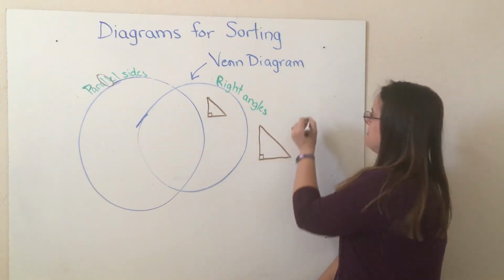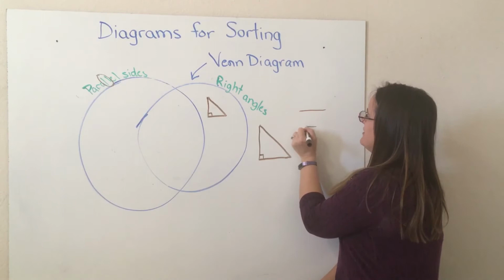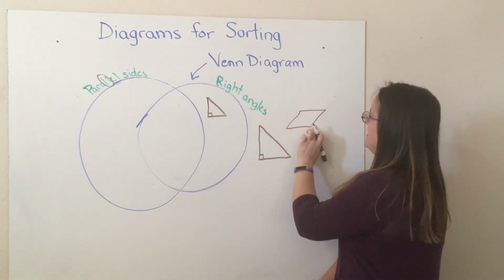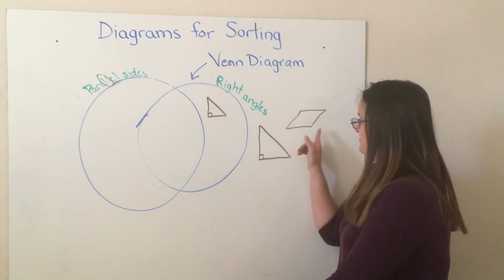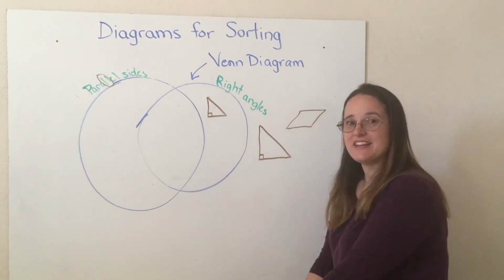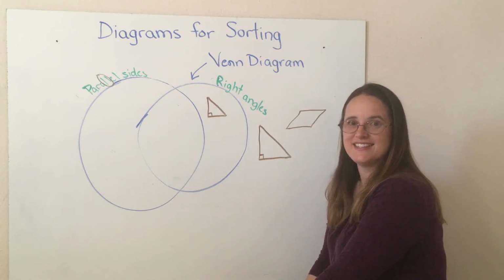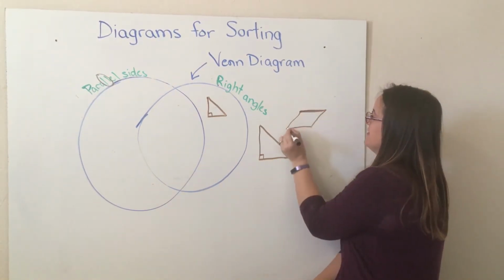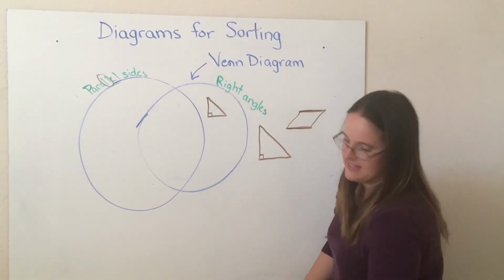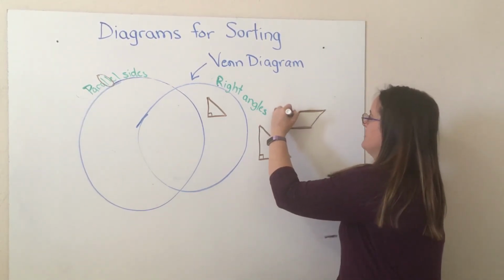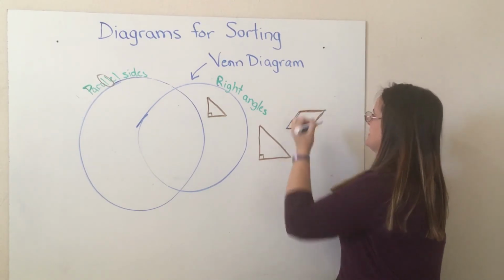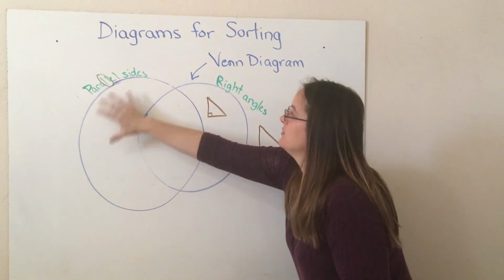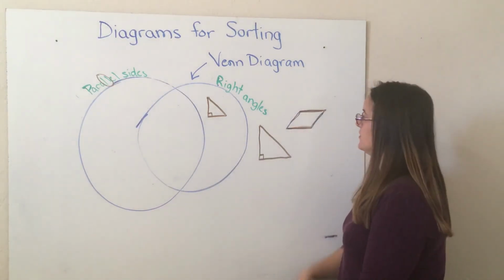Our next shape is called a parallelogram. So maybe that should give you a hint as to what we have going on here. Does this parallelogram have parallel sides? Yes, it does. It has two sets. This right here is one set of parallel sides, and then over here is a second set of parallel sides. So our parallelogram will need to go in my parallel side circle.